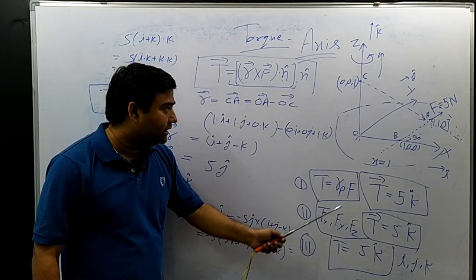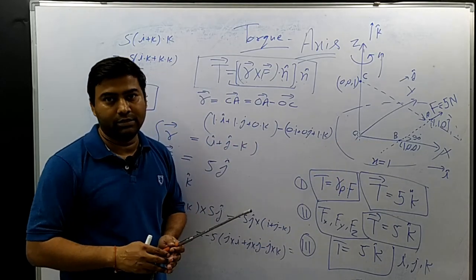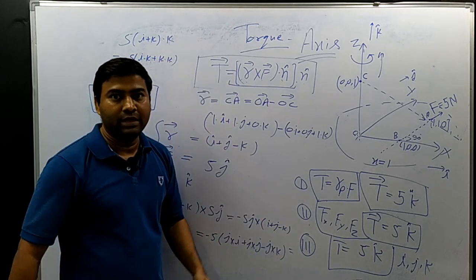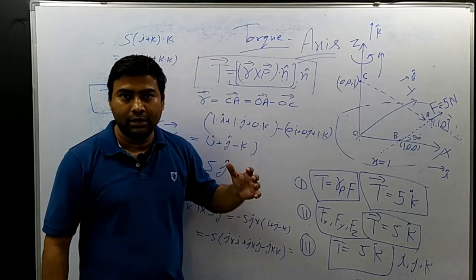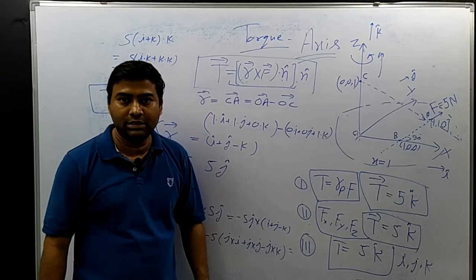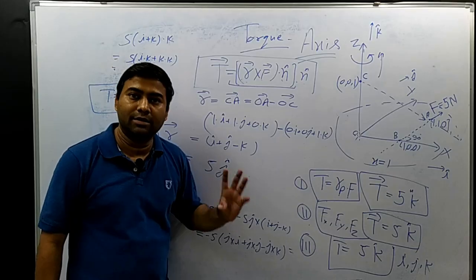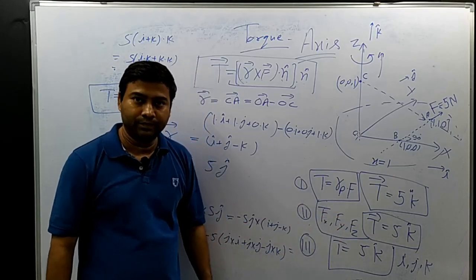Second method, by dividing force into x, y, z directions, components Fx, Fy, Fz. F is equal to Fx plus Fy plus Fz. So by finding the torques of these individual force components of F about the same axis and summing them, we will get net torque 5k.